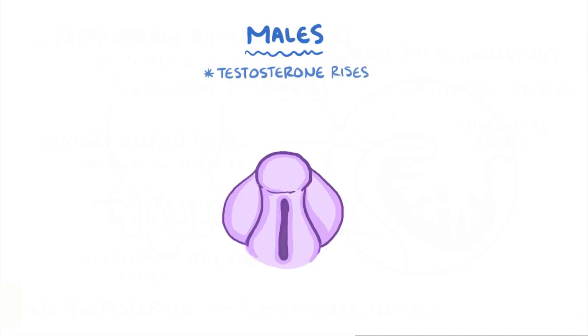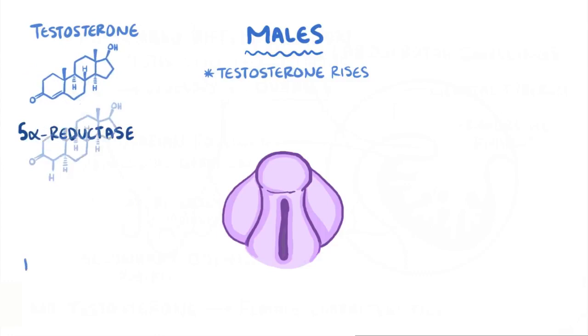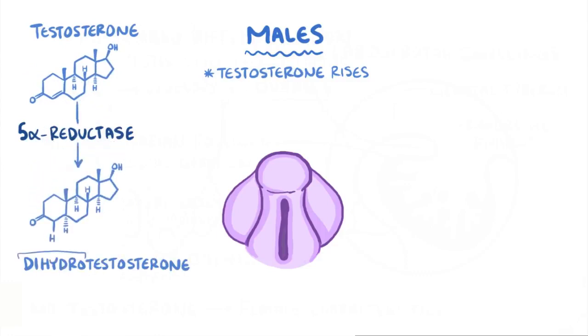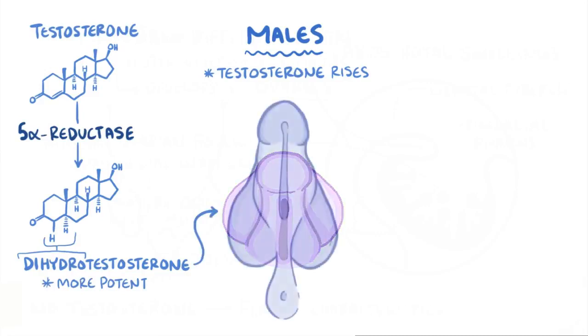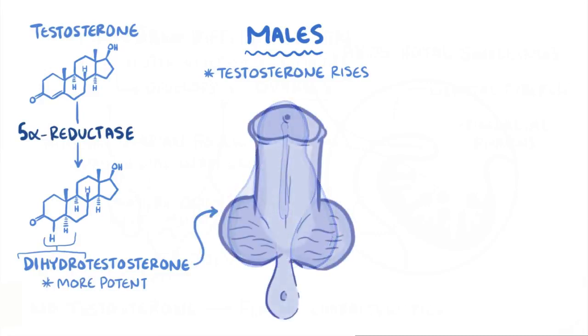The differentiation of the external genitalia into male external sex organs starts when testosterone levels start to rise. An enzyme called 5-alpha reductase, which is found in a lot of tissues in the body, including the skin of the external genitals, converts testosterone into dihydrotestosterone, which is its more potent form. Starting with week 9, dihydrotestosterone masculinizes the external sex organs of male embryos.